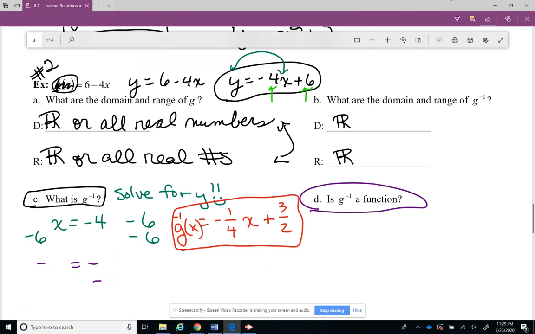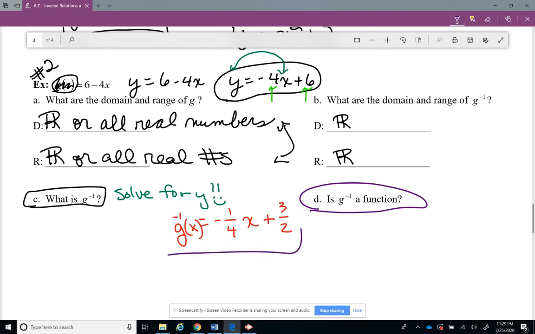All right, so let's go to g inverse and let's look at it and let's see if it's a function. We're just going to look at what type of function is this, or what type of relation is this. So if I look at it right here, it looks like y equals mx plus b.